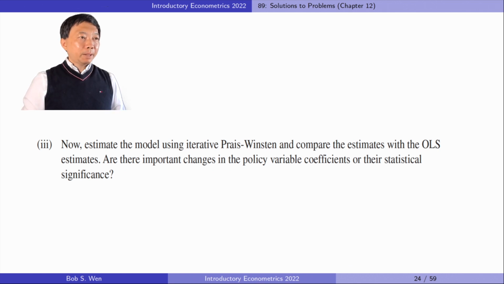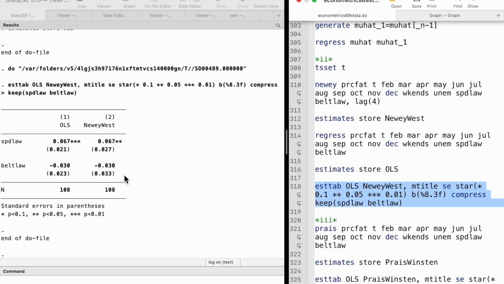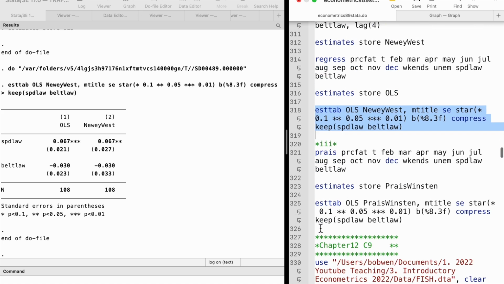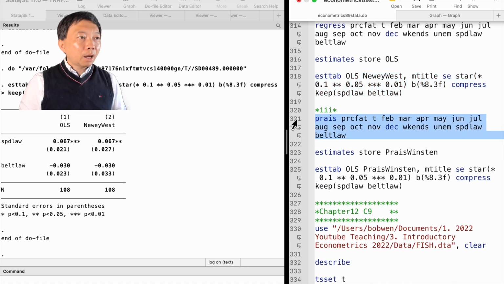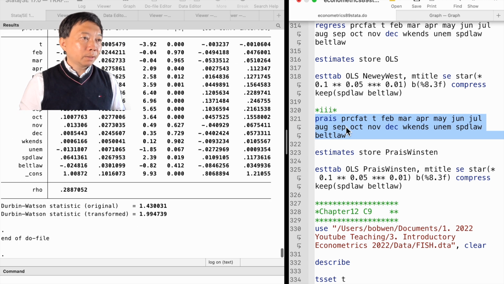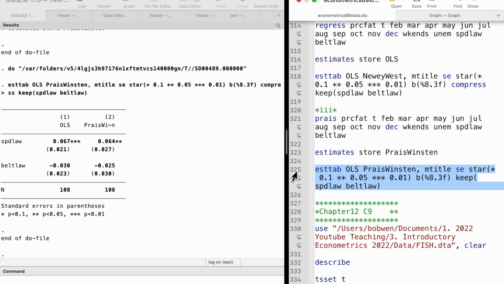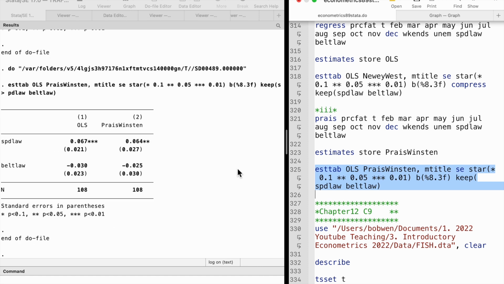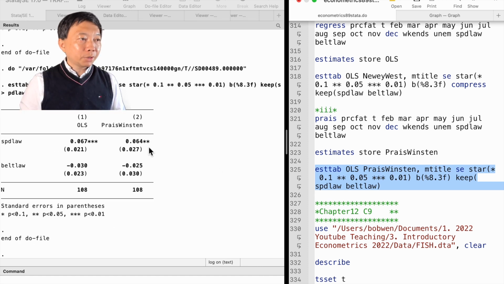Part 3. Estimate the model using iterative Prais-Winsten and compare the estimates with the OLS estimates. Are there important changes in the policy variable coefficients or their statistical significance? After using the Prais-Winsten estimation, we compare the estimates with the OLS estimates. We find no substantial changes.